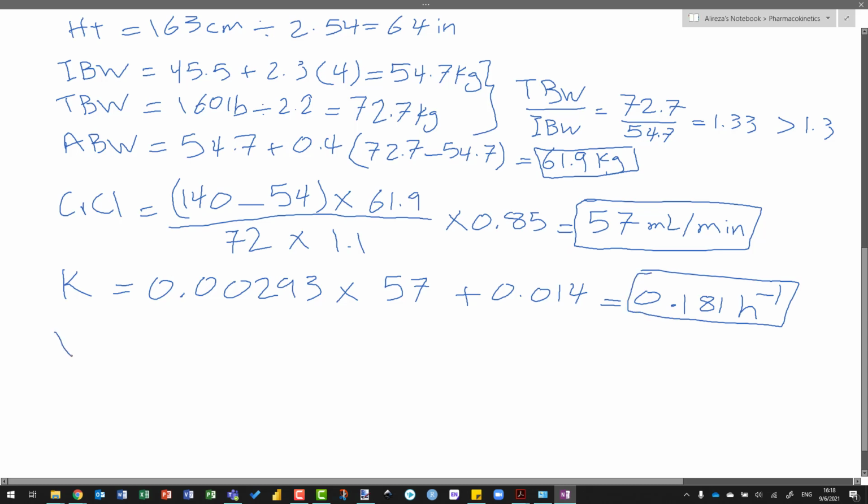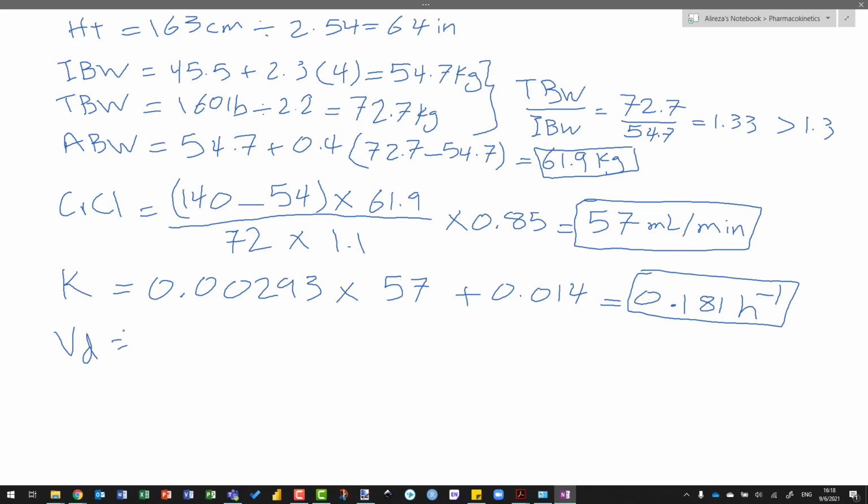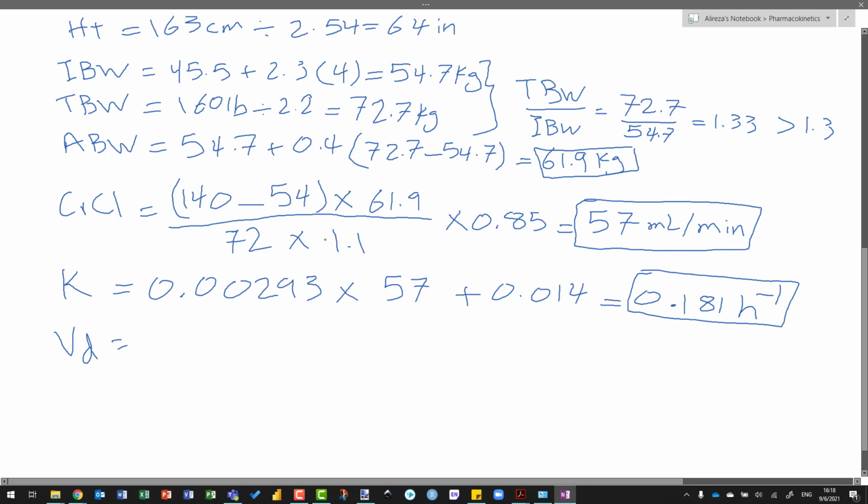Next, we can calculate volume of distribution for this patient. Nothing in the case indicated that this patient is dehydrated or overhydrated. So we use the value 0.25 liters per kilogram, and we use the weight of 61.9 kilogram, which gives you 15.5 liters. The kilograms cancel, and this is in liters.